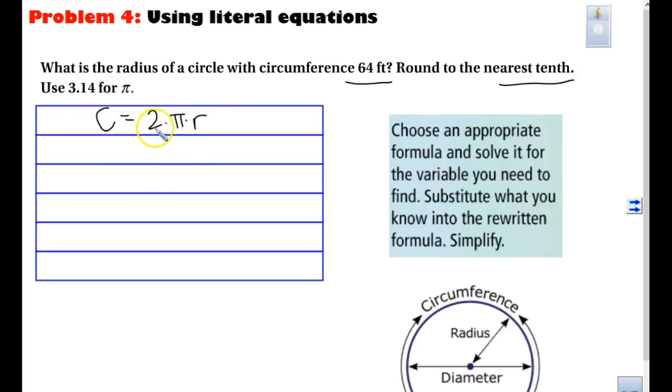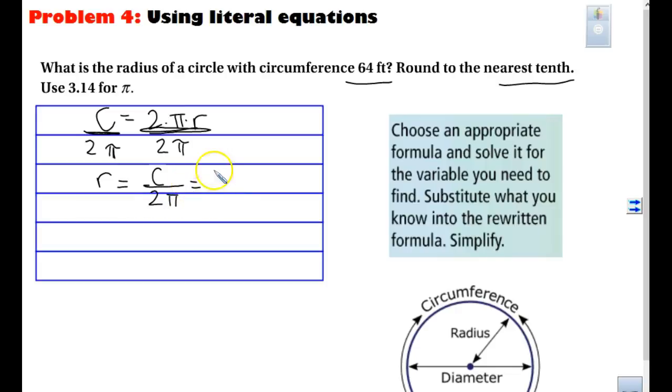If I want to solve for r, what should I divide both sides by? What is times r? Pi, and what else? 2. So I'm going to divide by 2 and pi. So my formula for what is the radius? The radius is going to be the circumference divided by 2 times pi.